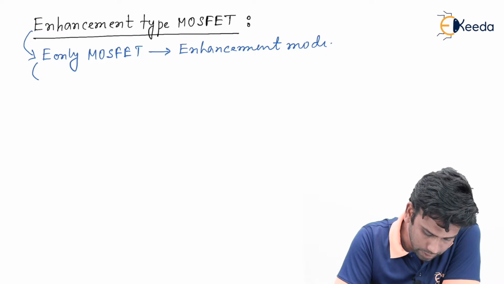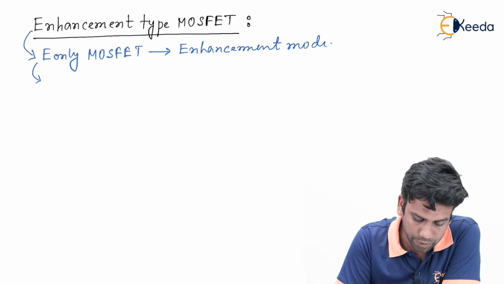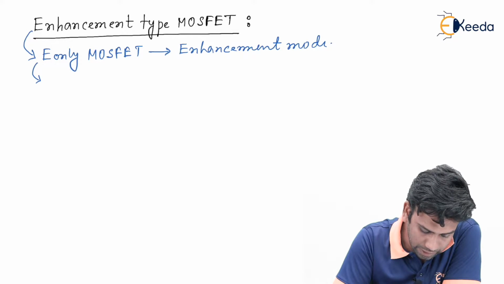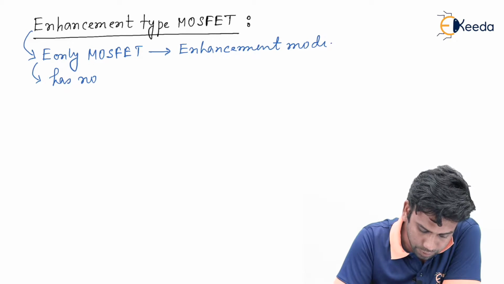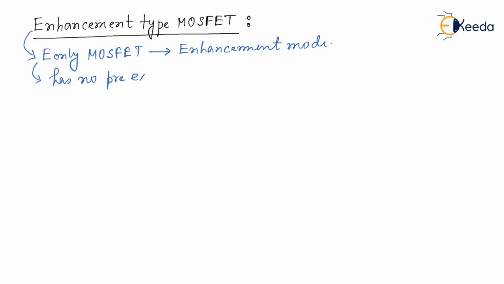Next, enhancement type MOSFET has no depletion layer, that is, it has no pre-existing depletion layer.